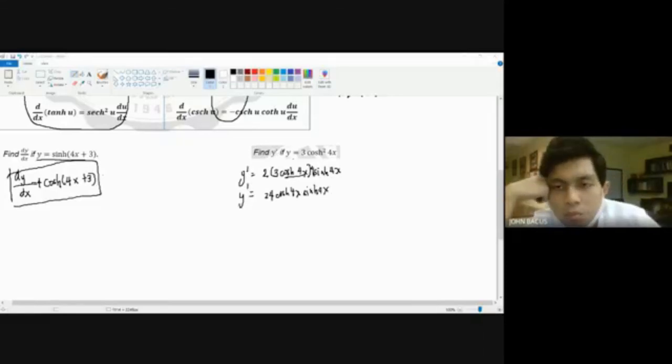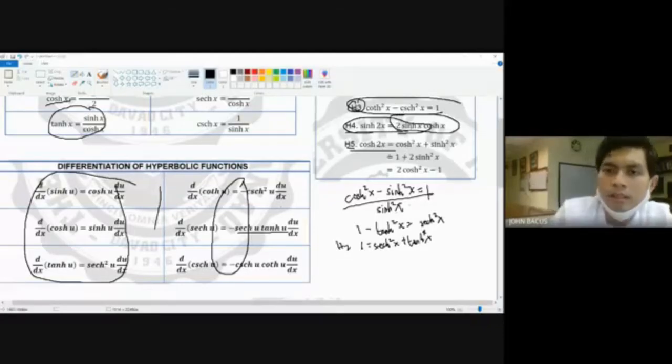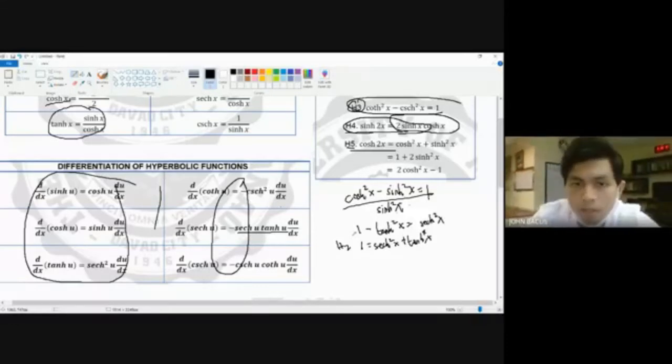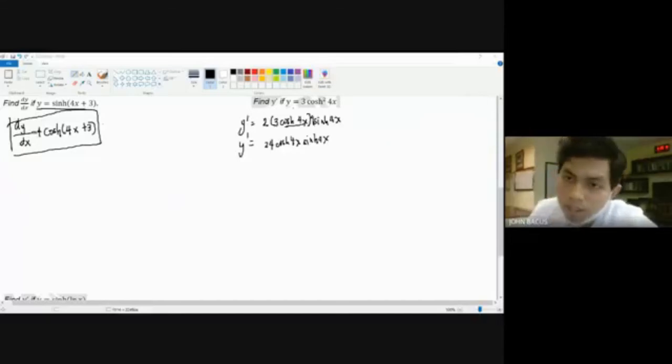If you can see, can we manipulate this answer here? We can manipulate that one, right? This is not yet the final answer because again, we can manipulate the answer by using the identities that we know.